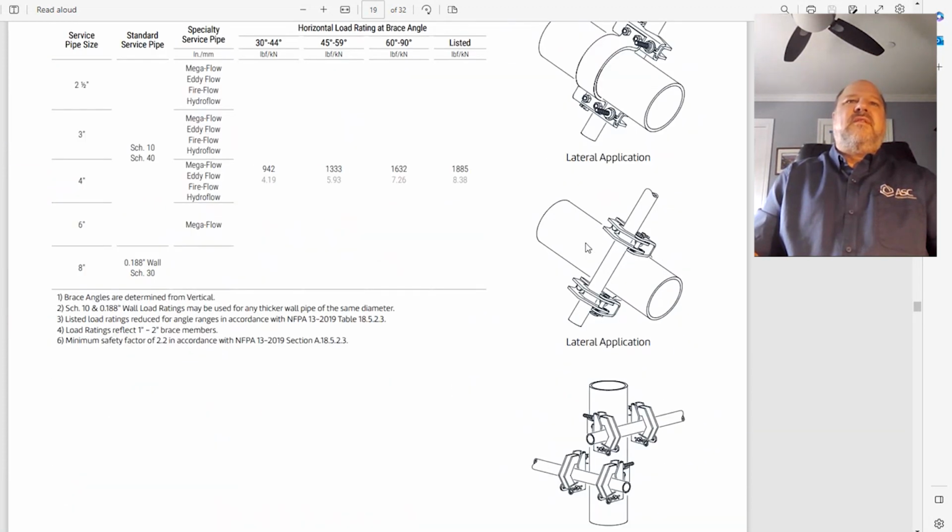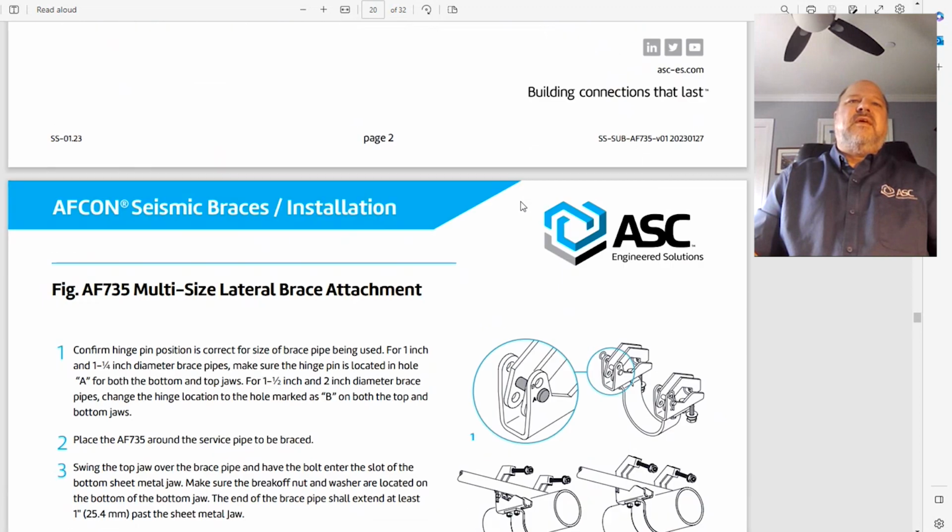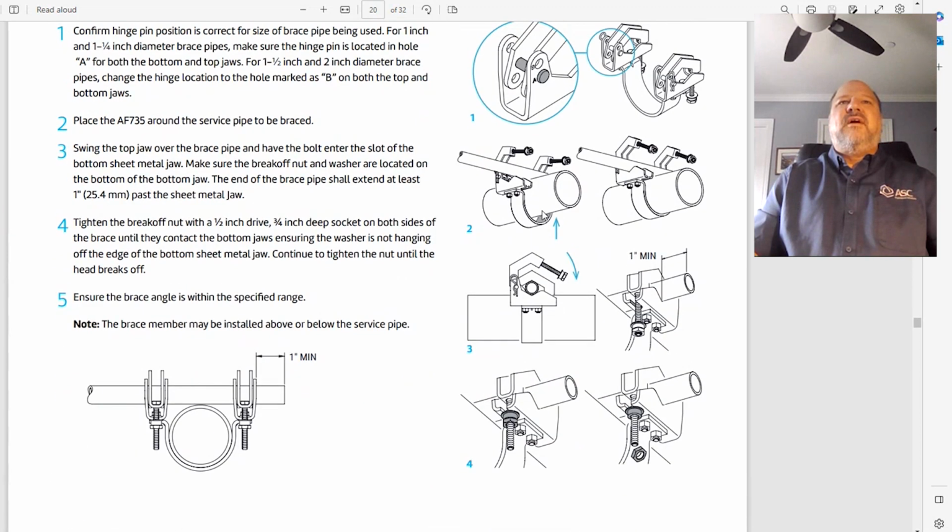Here's the loads of it. Here is the installation method. You can see how you install your main, have your brace pipe also there, and then you come up underneath or overhead, doesn't much matter. Flip these over, tighten them up till it breaks off.